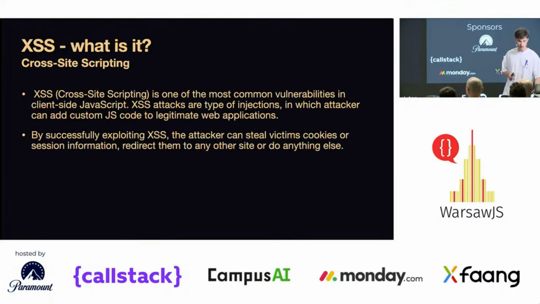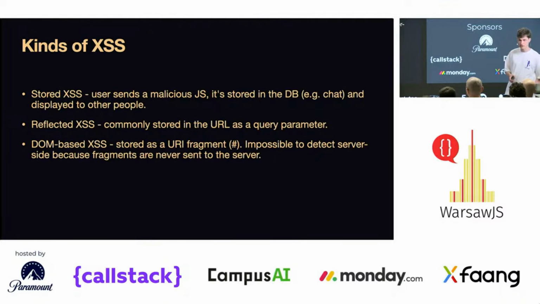So today I'd like to start with the cross-site scripting vulnerability, which is probably the most common vulnerability there is. And in fact, it's the most reported vulnerability on sites like HackerOne. Cross-site scripting allows an attacker to execute custom JavaScript code on users' browsers. By successfully exploiting this kind of vulnerability, they can steal cookies, steal login information, or set up mining on their browsers, or do lots of other nasty things.